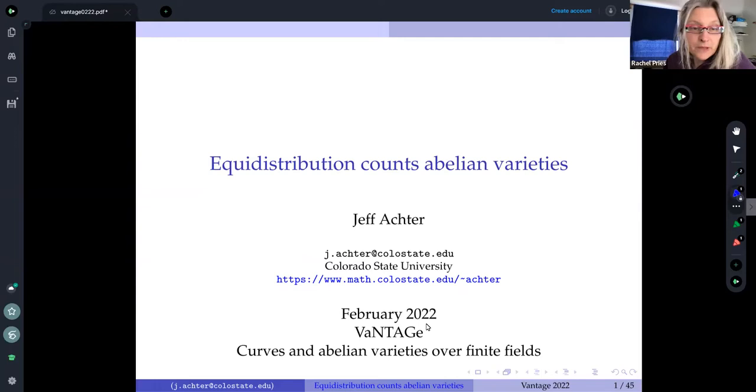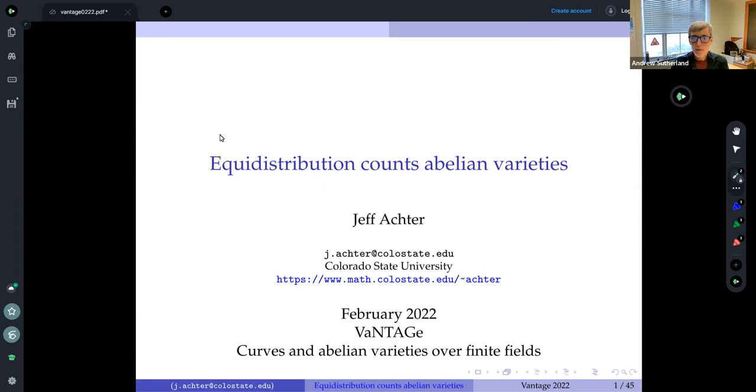And we're continuing with the topic of curves and abelian varieties over finite fields. Today, I'm very happy to say that we have Jeff Achter as the speaker, and he's going to be talking about equidistribution and counts of abelian varieties. And if you have questions during the talk, feel free to ask them at any time.